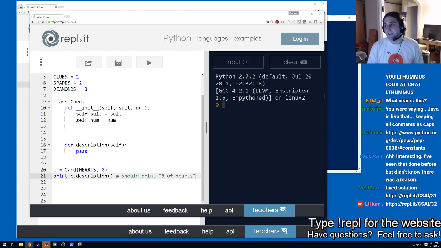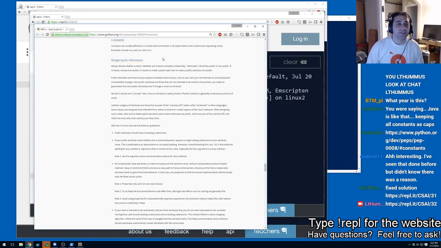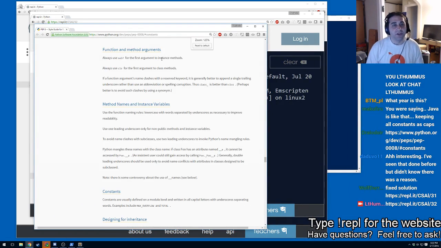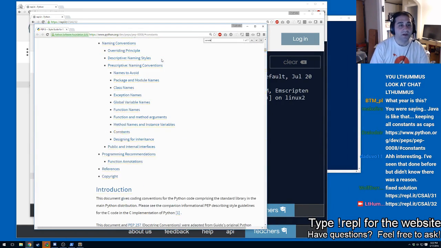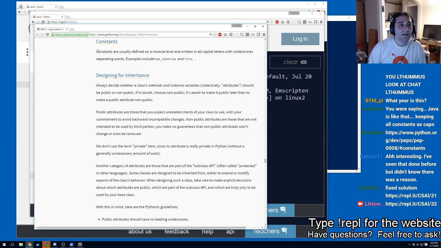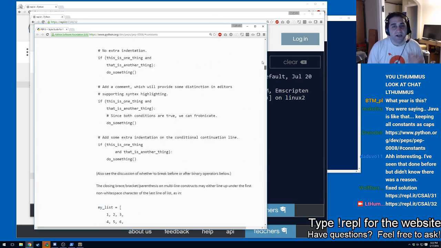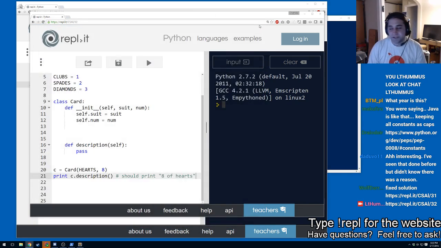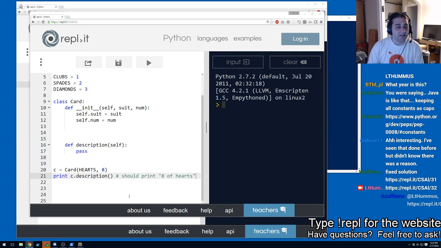So Python has this thing called PEP, which is, among other things, a coding style. For constants, they say constants are usually defined on the module level, written in all capital letters with underscores separating words. For example, MAX_OVERFLOW and TOTAL. So there you go. Just something to keep in mind. Python has a style guide. Scala has a style guide. C# has silly style.